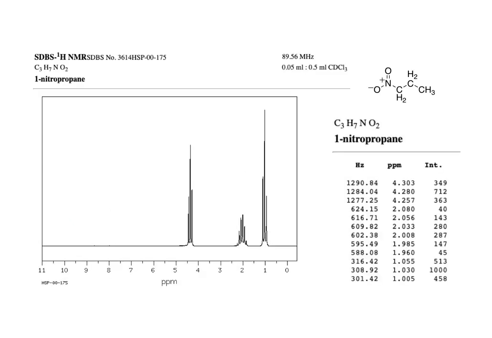The textbook describes 1-nitropropane. This is an AMX pattern, specifically A2M2X3, and we see that there is sufficient separation of frequencies even at 90 megahertz, so that we see two triplets flanking the internal methylene. On the right is a list of frequencies from which we can actually determine the actual coupling constants, J.